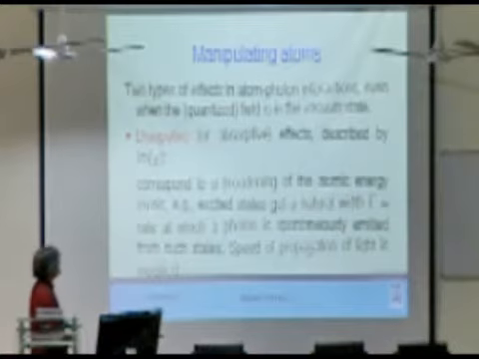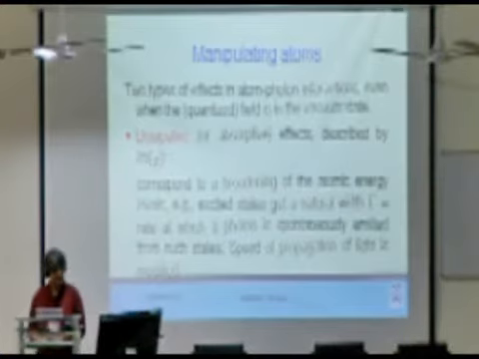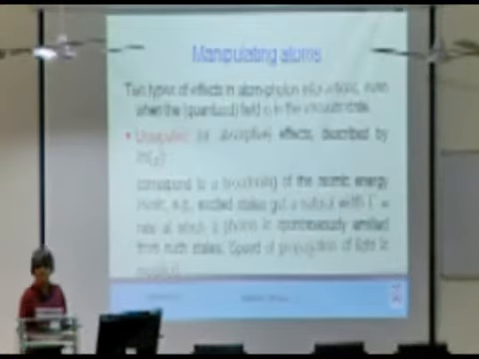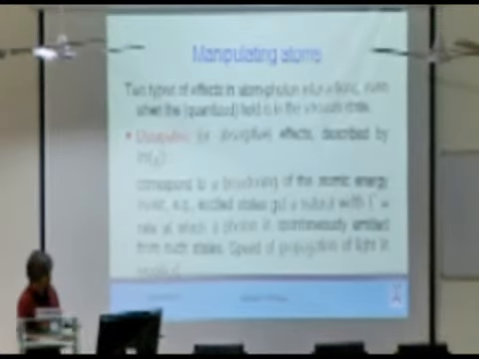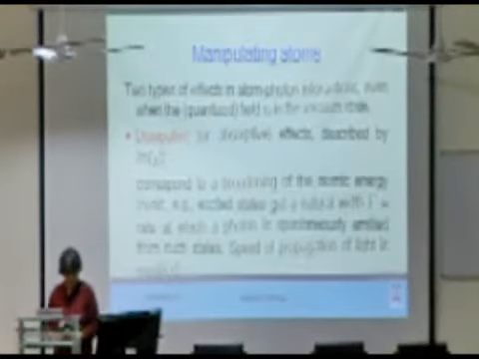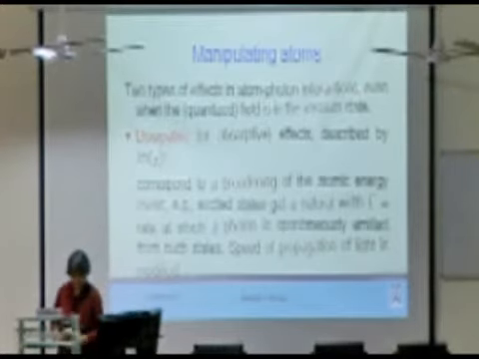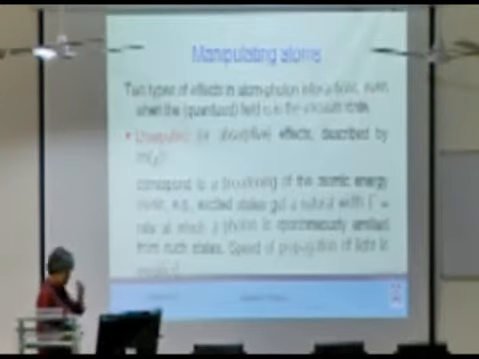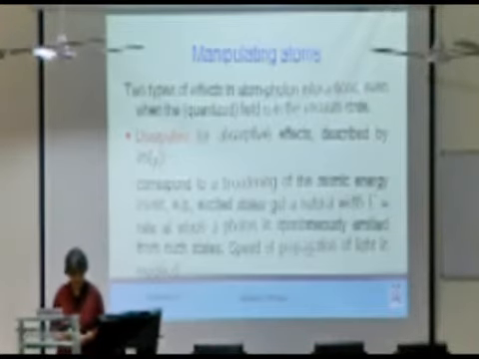So just to begin at the beginning, when I talk about manipulating atoms by light, there could be two kinds of effects in such atom-photon interactions, and these, funnily, you can see even when quantized fields are in the vacuum state. So completely dark state, this is still a possibility. One kind of effect are called dissipative or absorptive effects. They are described by the imaginary part of the susceptibility chi. So this corresponds normally to a broadening of the atomic energy level. For example, the fact that excited states have a natural line width, the rate at which a photon is spontaneously emitted from such states. So you can explain that by this imaginary part of the susceptibility.